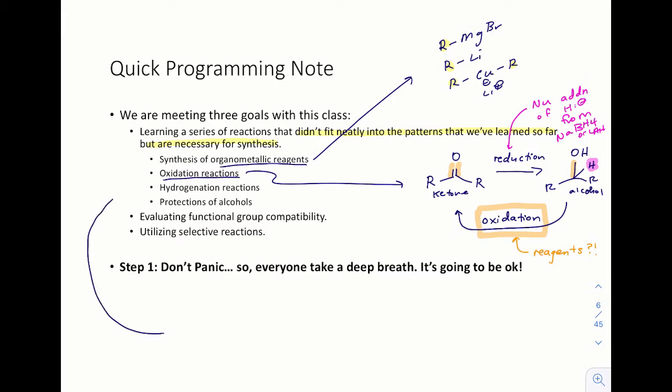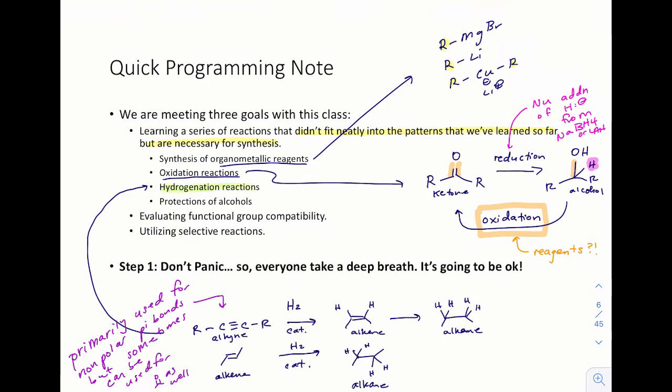We will then learn a different type of reduction reaction. This type of reduction reaction is primarily used for nonpolar pi bonds, actually, like alkynes and alkenes. And this is called hydrogenation. In hydrogenation reactions, H2 is added across the 2 carbons of a pi bond. In the case of an alkyne, that can happen twice, first to generate an alkene, and then again to generate an alkane. So 2 equivalents of H2 can be added. And don't worry, we'll talk about this reaction in detail shortly.